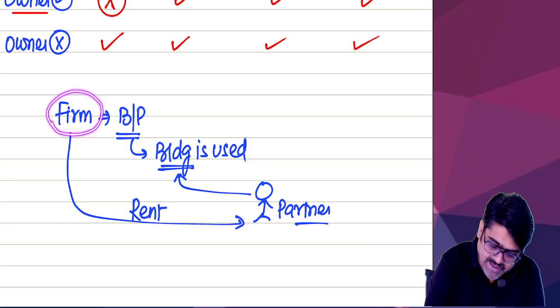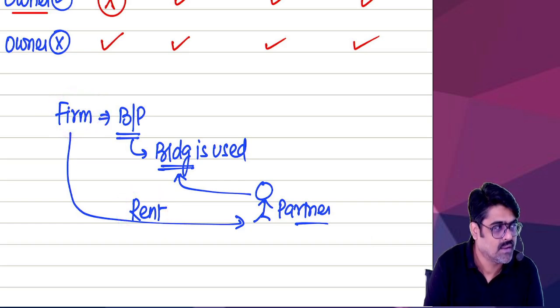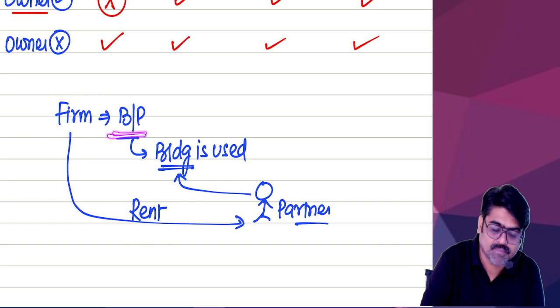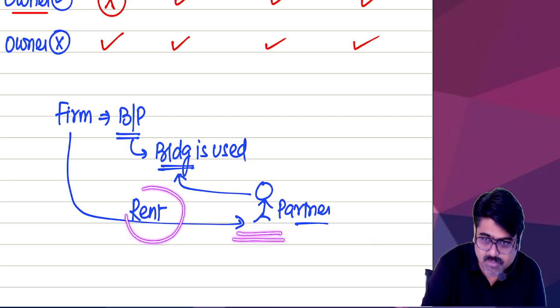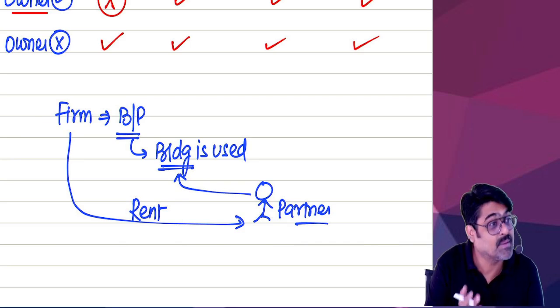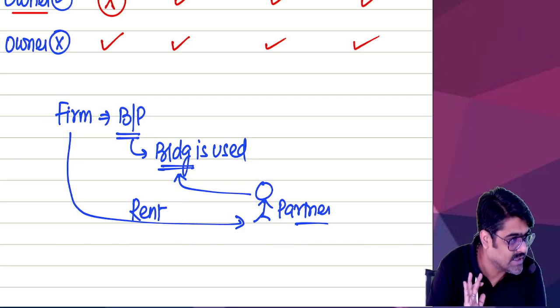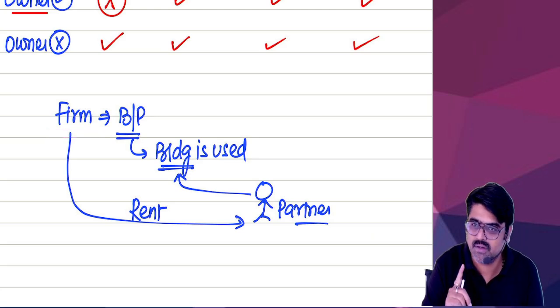So the firm can take the deduction of this rent if the firm has taken the building on rent from one of its partners. Rent is paid, no? So that rent can be taken as a deduction from the business income, from the profession's income by the firm under section 30.